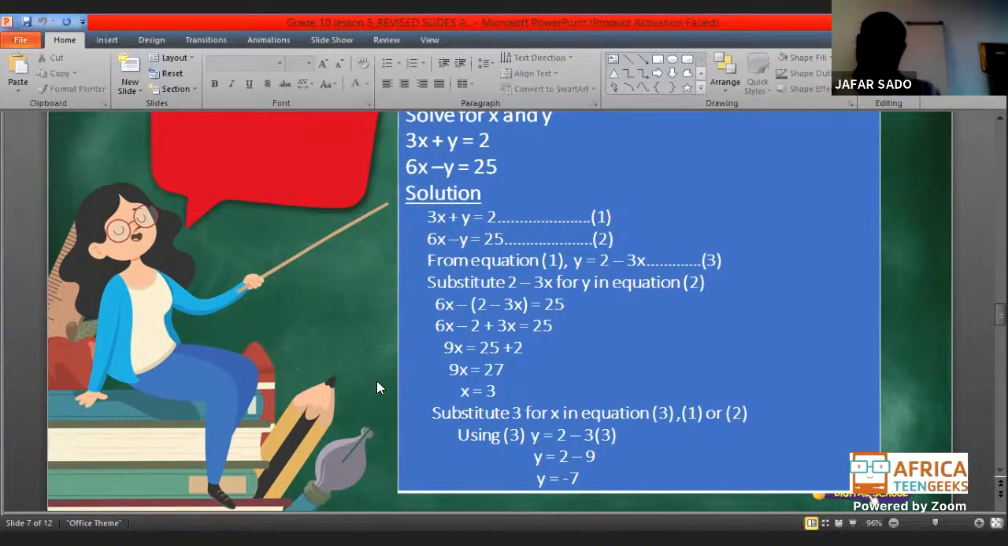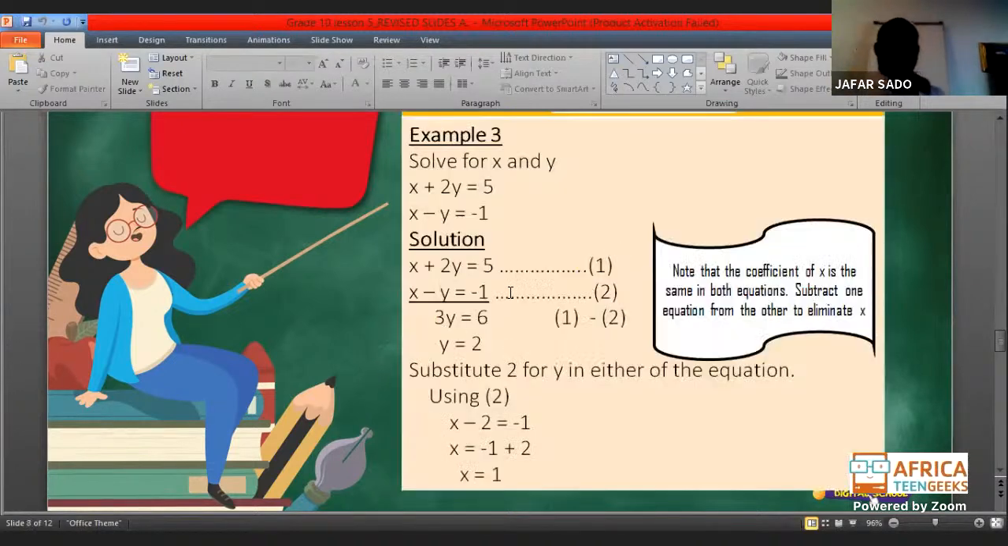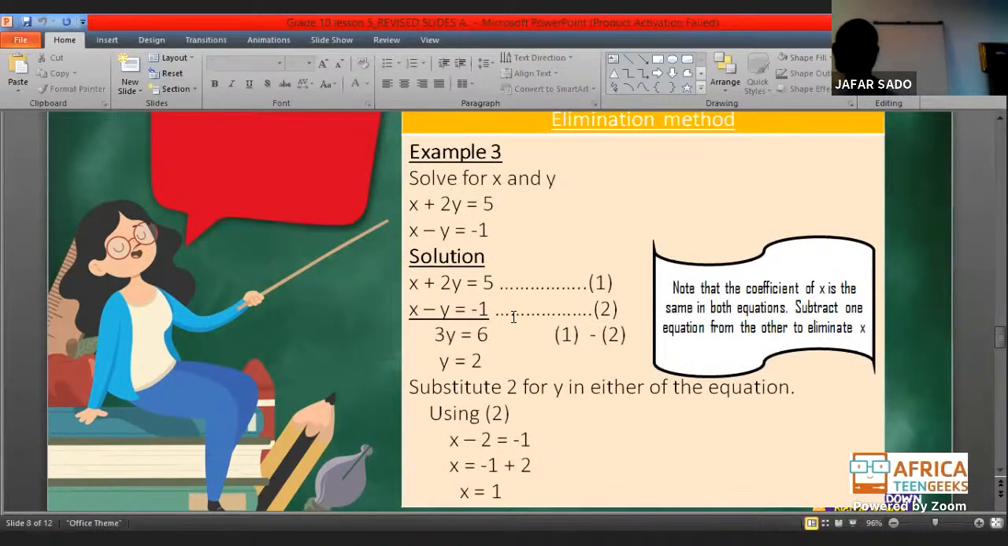Next slide, let's look at the elimination method now. The elimination method is the second method of solving simultaneous equations we're going to look at this afternoon. Let's see how that works. For example, we have to solve for x and y in this pair of simultaneous equations: x plus 2y equals 5, and x minus y equals minus 1. Find the values of x and y.